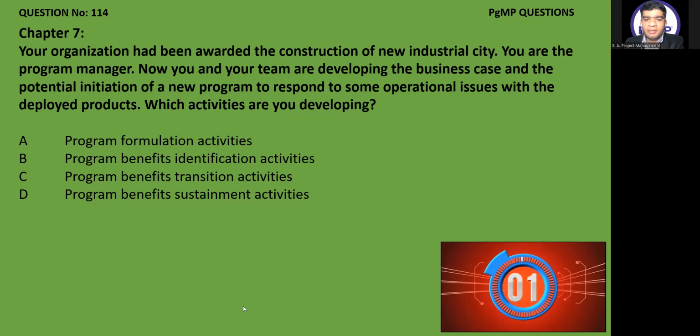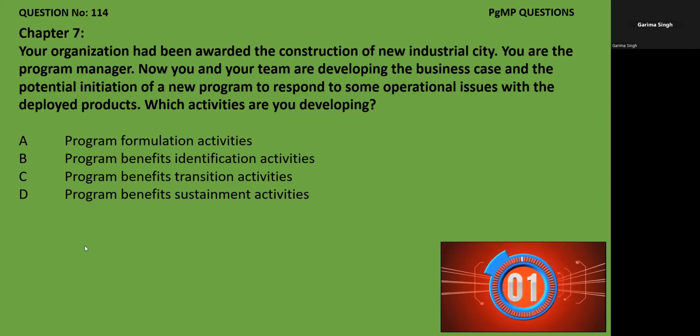All selected A, which would mean the business case of the program on which I'm already working, but these are deployed products. How can you be in the program formulation activities? You're not in the program definition phase; we have already covered that. Then I was in the program delivery phase where I closed the components. Now I'm in the program closure phase. I gave the deployed products, and now I'm having issues with the operation of this delivered product, so I want to initiate a new program. That is in the benefit sustainment activities after the program.